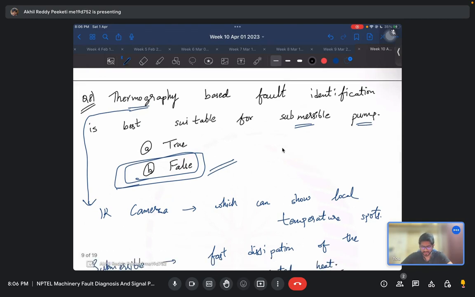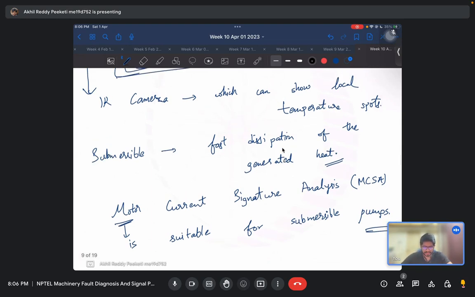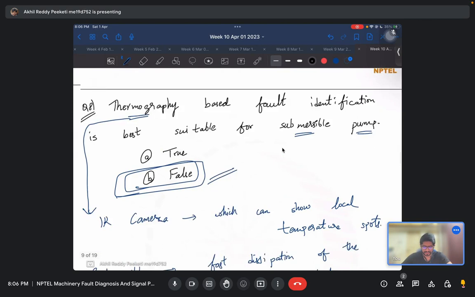So the answer is false. But because you have a submersible pump and an electric motor, if you use motor current signature analysis, that is actually better suited than using accelerometers also. So for submersible pumps, motor current signature analysis is best suitable.